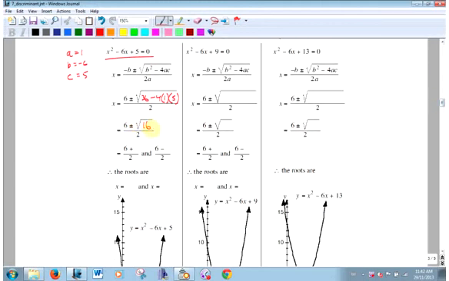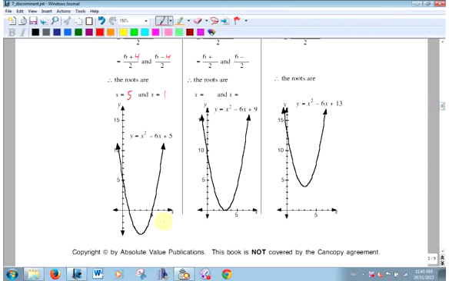So I got 6 plus 4 over 2, and the other root is 6 minus 4 over 2. So what's 10 over 2? One root is 5, the other one is 2 over 2, 1. All right, and look at that. They already got a picture for us.